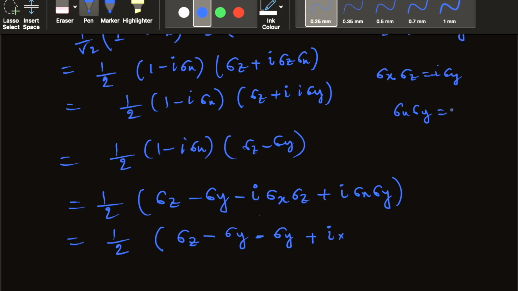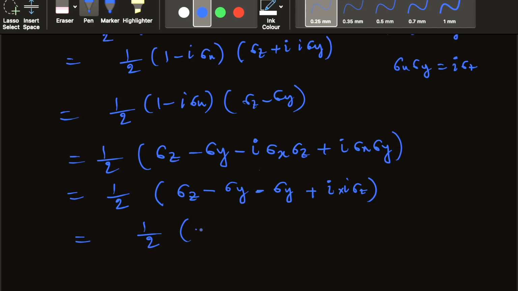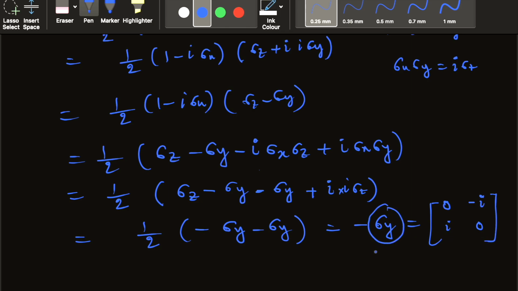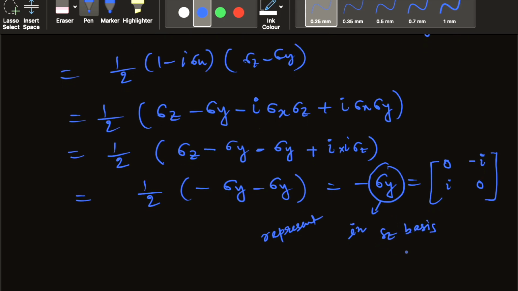We know that is equal to i sigma z, that means i into sigma z is equal to minus sigma, so 1 by 2 into minus sigma y minus sigma y, that will be minus sigma y. That means it will be 0 minus i, i 0, and this sigma y actually represents, in sz basis, sigma y will be 0 minus i, i 0.